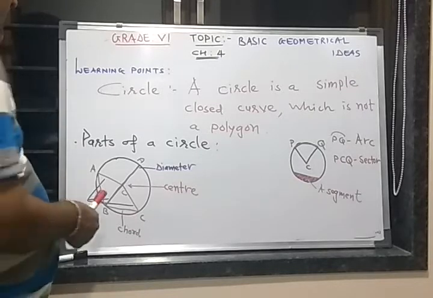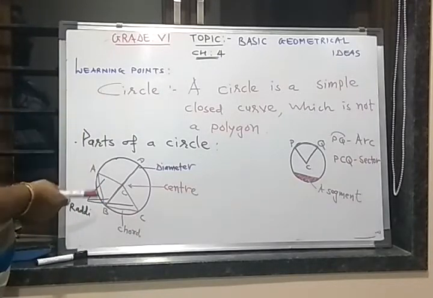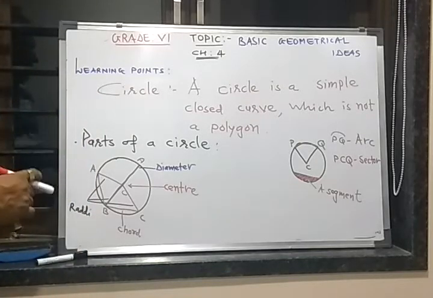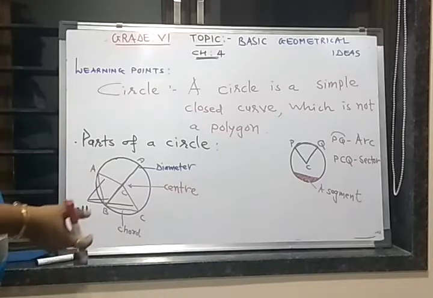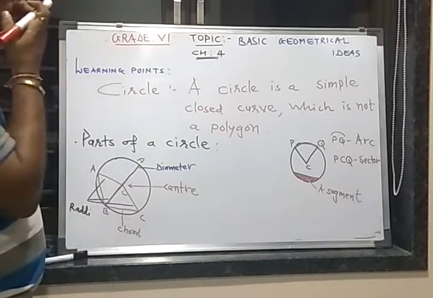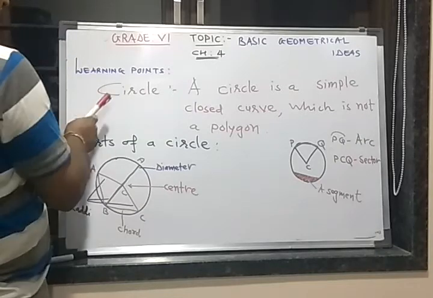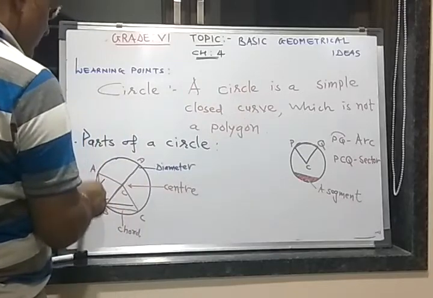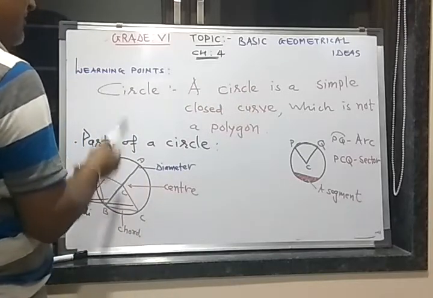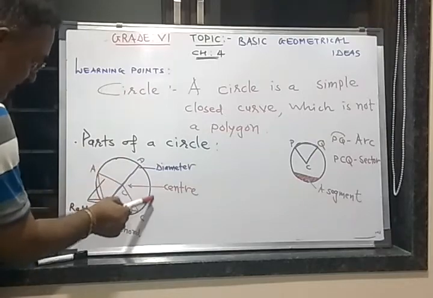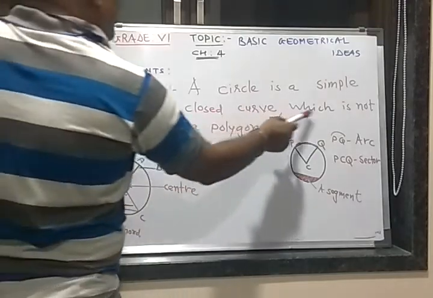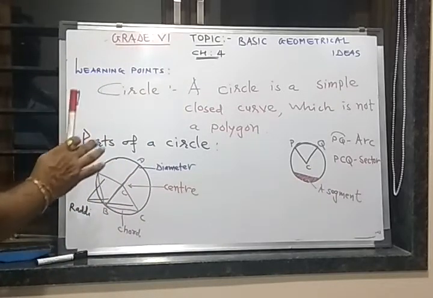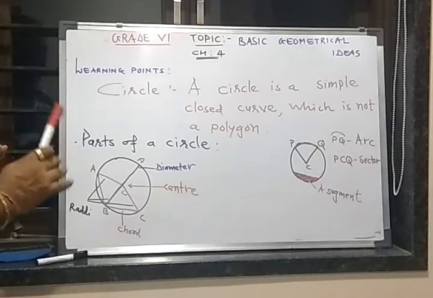Now students, this is the last but not the least point, circle. You knew circle in your previous standard. We have studied the parts of a circle. So let's rewrite the definition of circle. A circle is a simple closed curve which is not a polygon. It is a simple closed curve. This is the definition of circle.